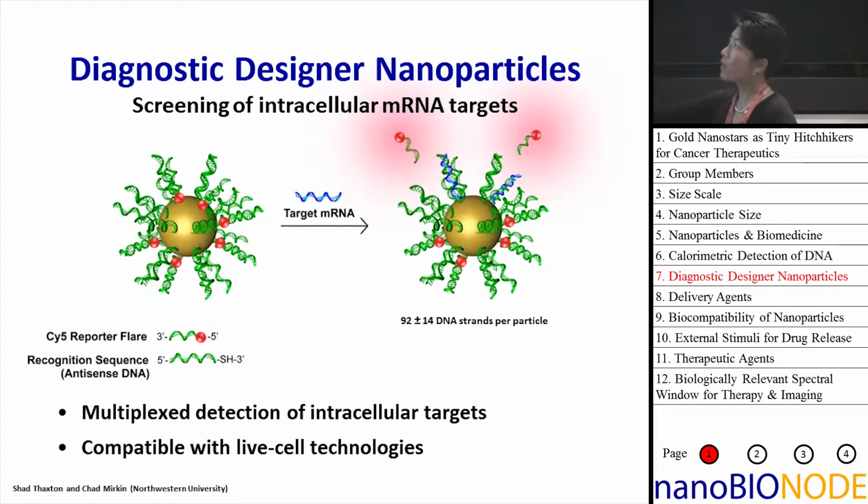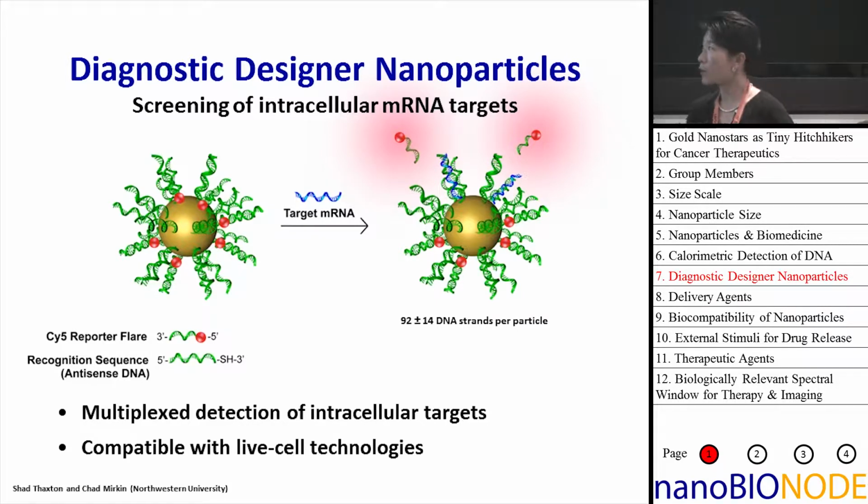But what happens is these particles can be taken up into cells, and then when it finds a target mRNA, so mRNA can be translated into proteins, then this target mRNA has a stronger binding affinity to this antisense strand, and then it releases the fluorophore, or releases what he calls the flare. So if you have the presence of this target mRNA, then you can detect this using fluorescence and flow cytometry, so you know specifically what you have intracellularly.